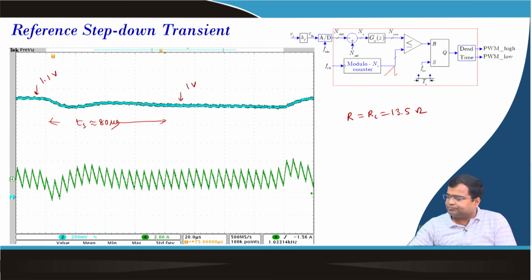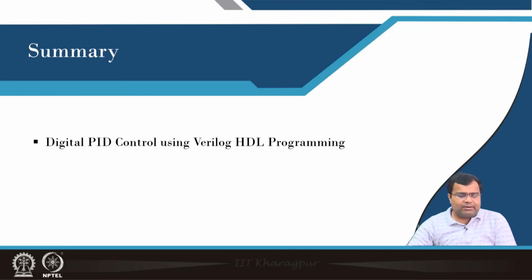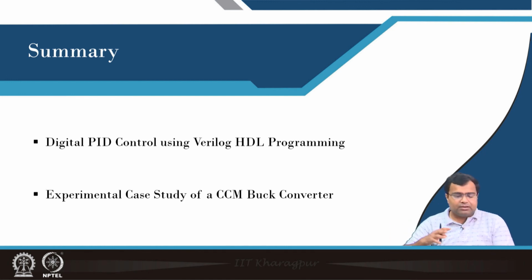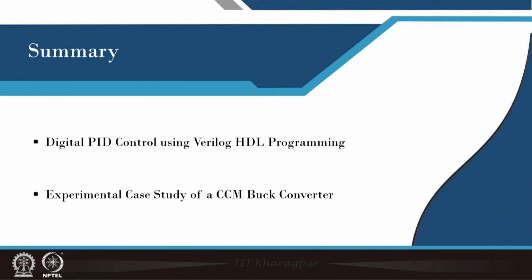So, in summary, we have discussed the digital PID controller and its hardware implementation, and we have discussed the PID controller programming in the previous lecture, and we have shown an experimental case study of a continuous conduction buck converter using digital voltage mode control. So, we have discussed digital PID controller implementation of digital voltage mode control. In the next lecture we will go for mixed signal current mode control, where we will apply digital PI control. Thank you very much.